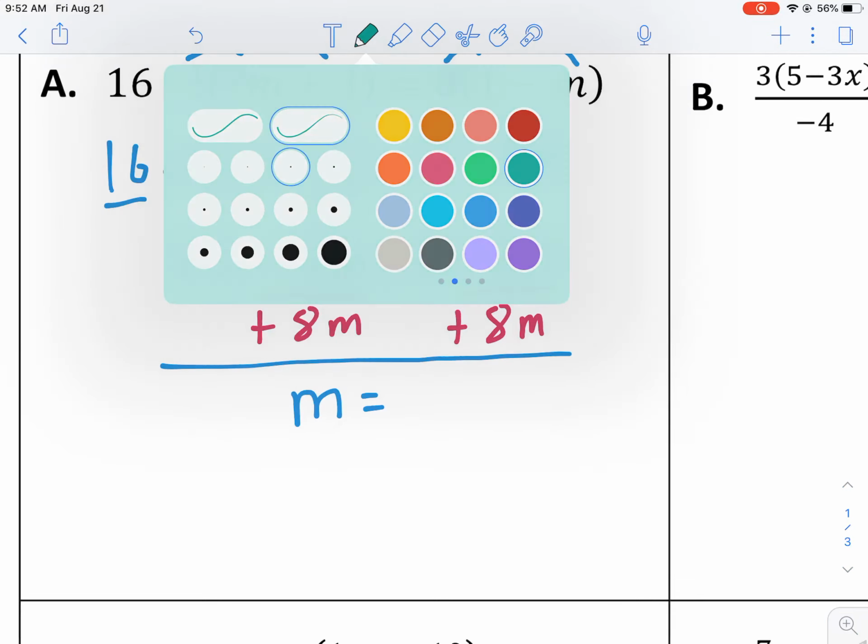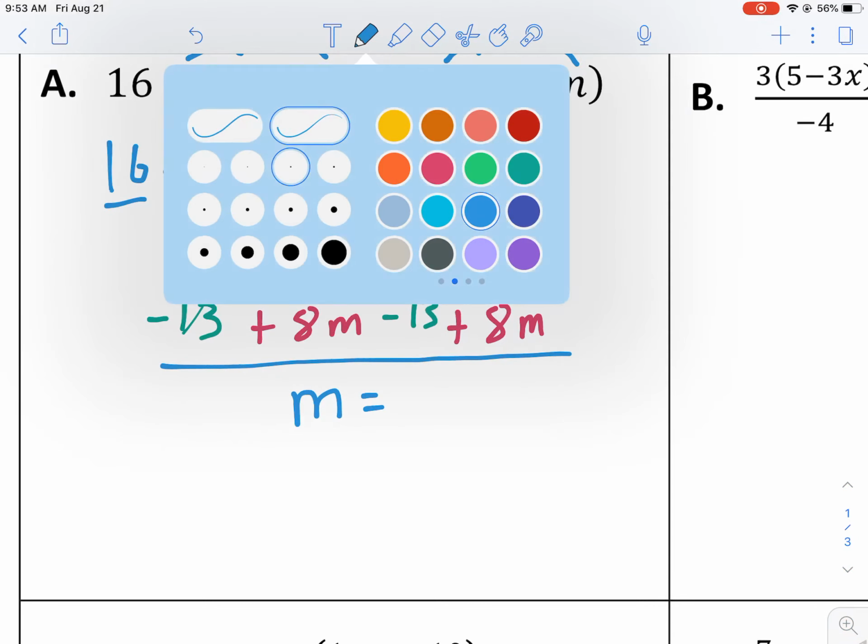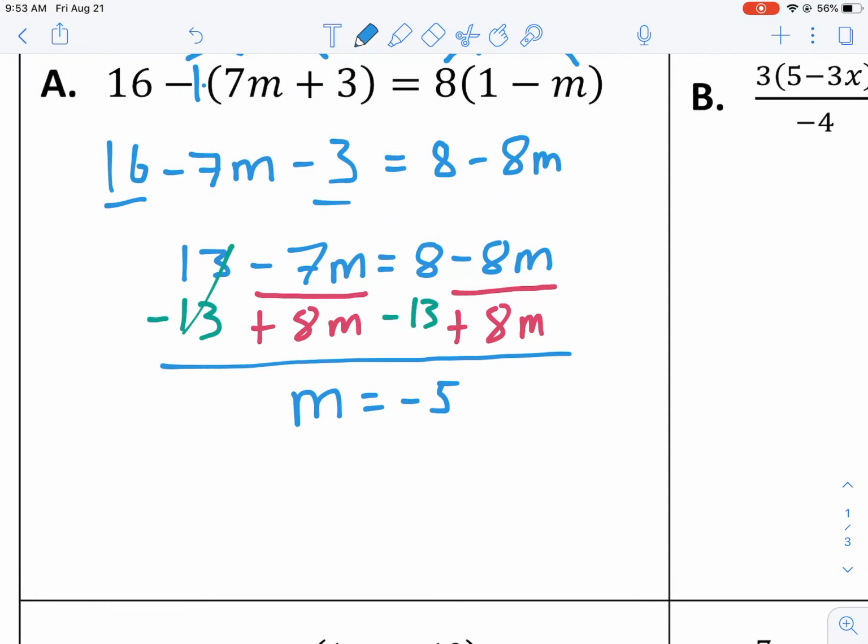And then we are now going to do the same thing with our numbers. Now, we want the m to be by itself. So since the m is going to end up being on the left side, the other thing on the left side, we're going to want to move over. So we're going to want to subtract 13 from both sides. So this will cancel out. We have 8 minus 13 is -5. And so that's our answer. m equals -5.